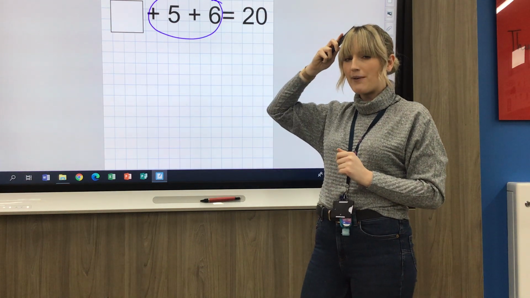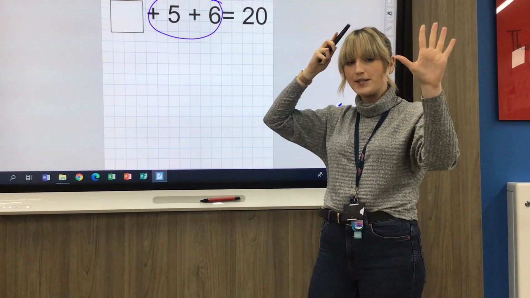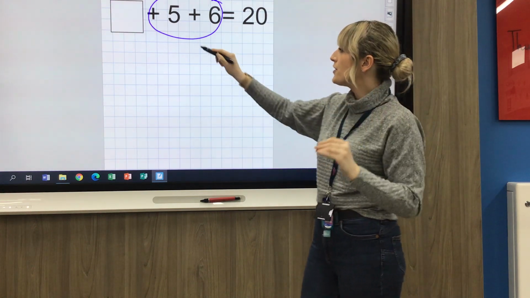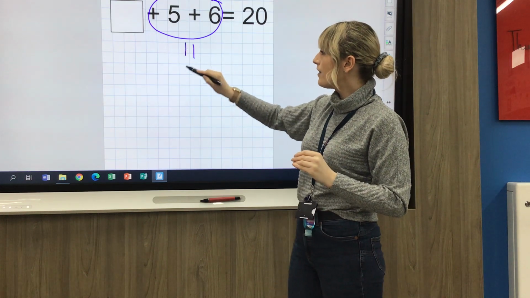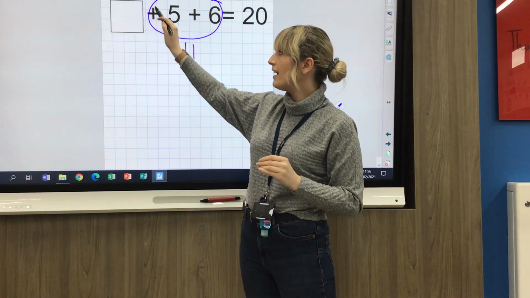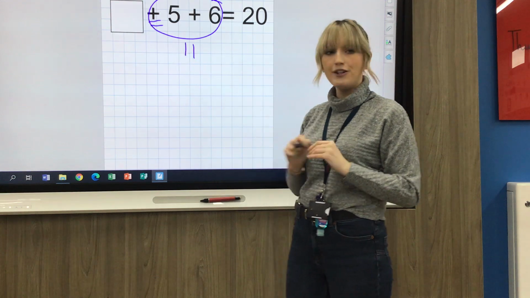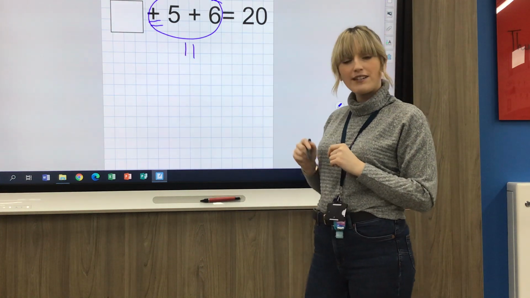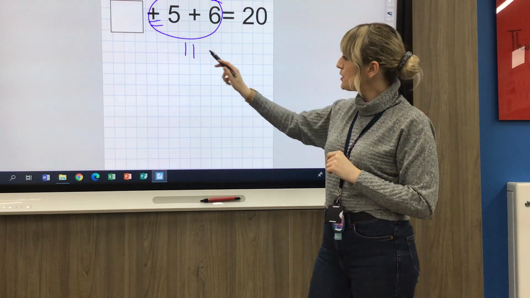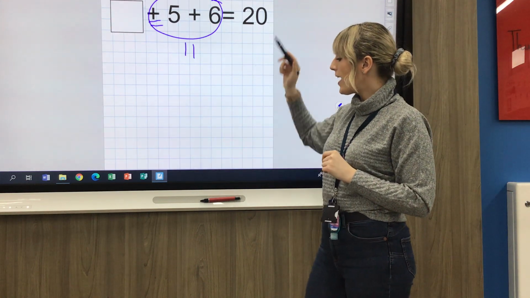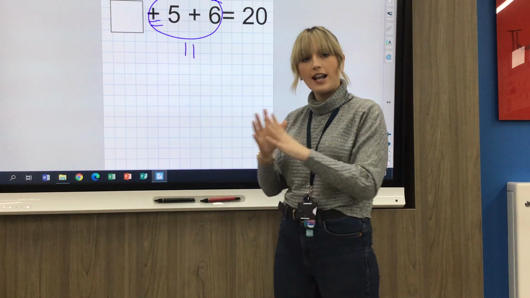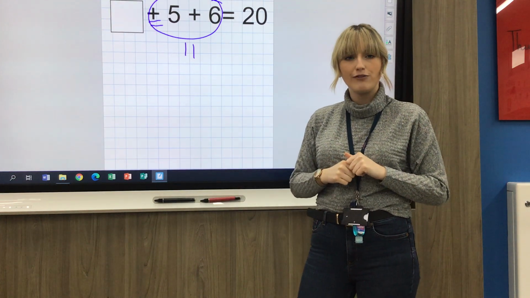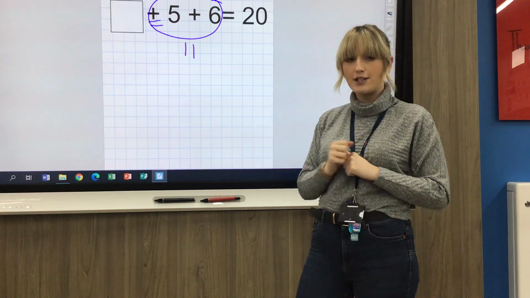So we're putting 6 in our head, adding 5 more. So 6, 7, 8, 9, 10, 11. So I know that I've got something, add 11 equals 20. So now I need to find the difference between 11 and 20. So we've already got 11. Let's work out how much we need to add on. So counting from 11 until we get to 20.